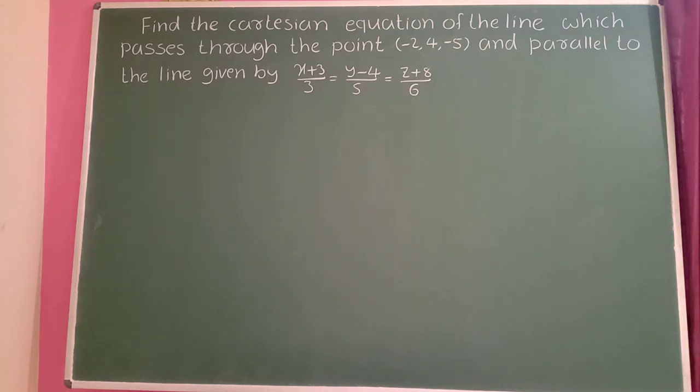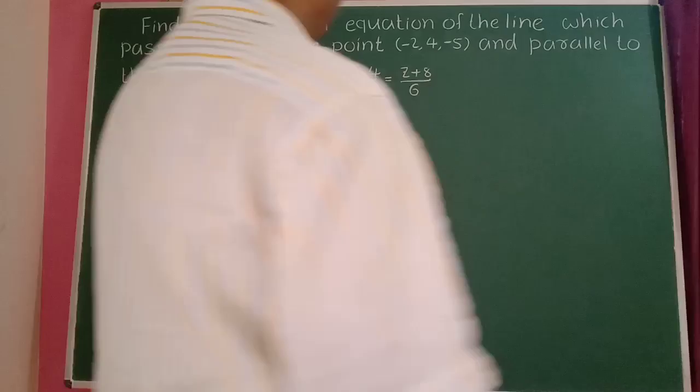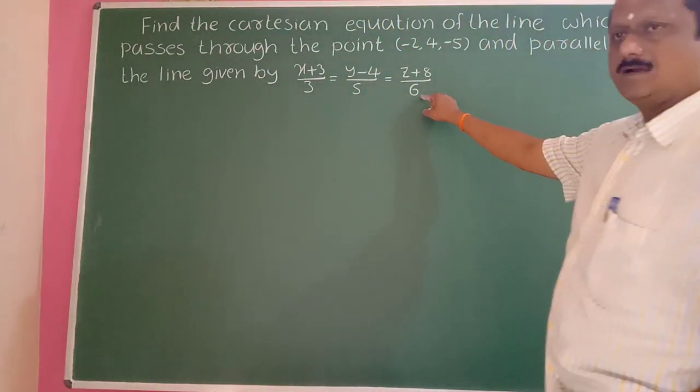Find the Cartesian equation of the line which is passing through the point minus 2, 4, minus 5 and parallel to the line given by x plus 3 divided by 3 is equal to y minus 4 divided by 5 is equal to z plus 8 divided by 6. Here, this is the equation of the line in the Cartesian form.